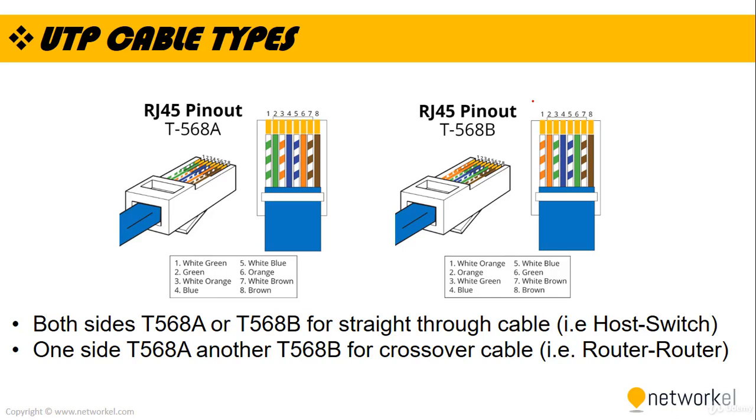Pin 1 is crossed with pin 3 and pin 2 is crossed with pin 6. Crossover cable is used to connect two same devices, for example, router to router connection.